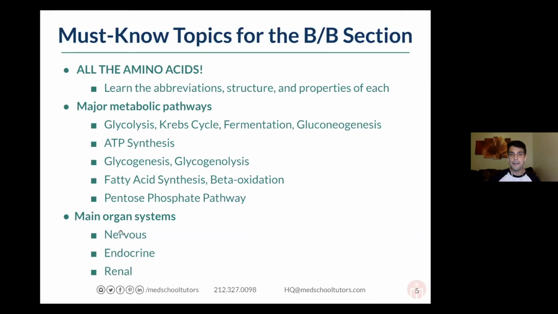And then finally, this is really related to the bio part of the biochem section. You got to know the main organ systems. And all of them are fair game, but of the three that I think are the highest yield, I would say the nervous system, the endocrine system, and the renal system. So, understanding kidney biology and nephron biology is really important.